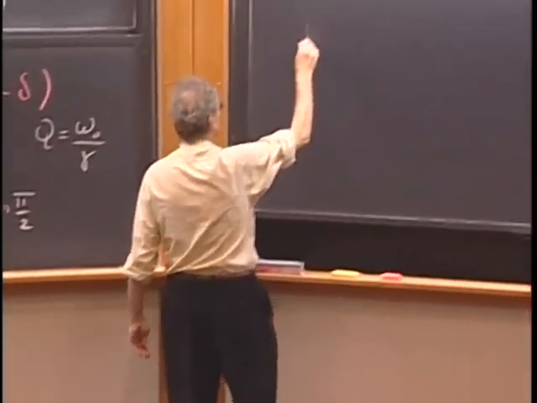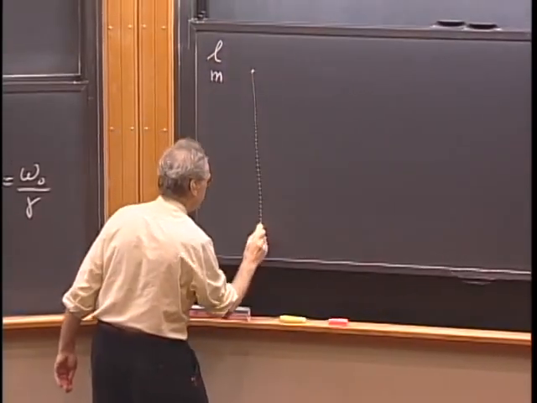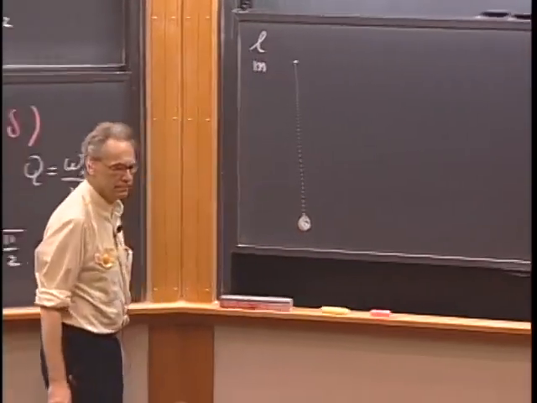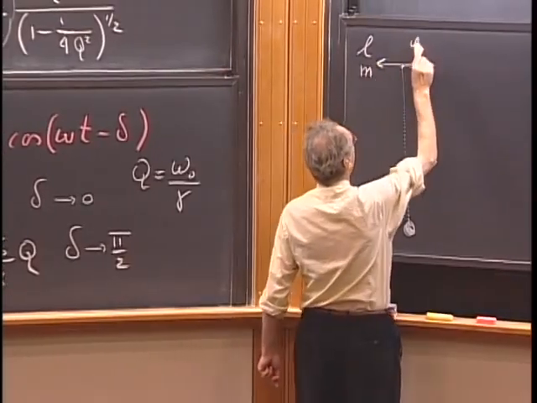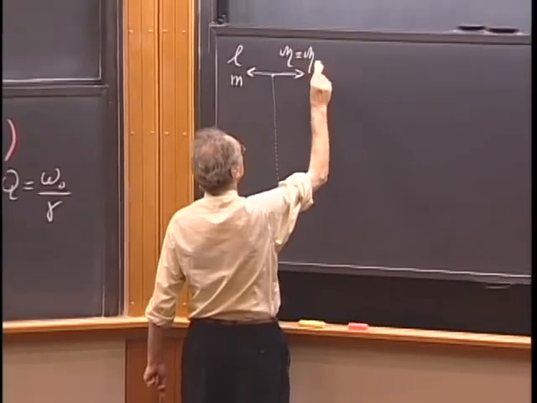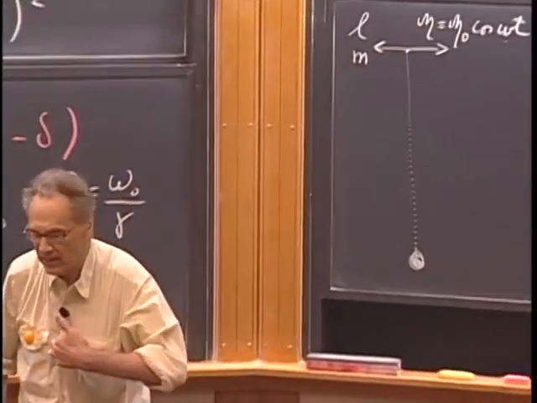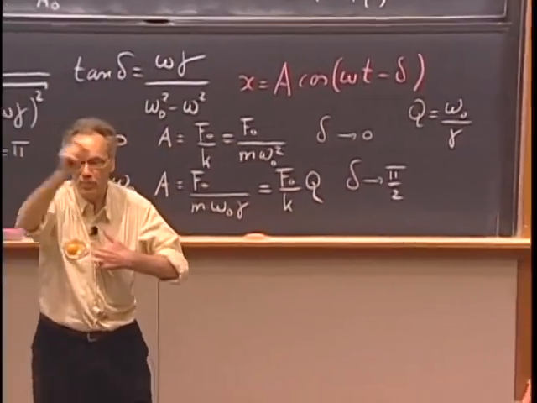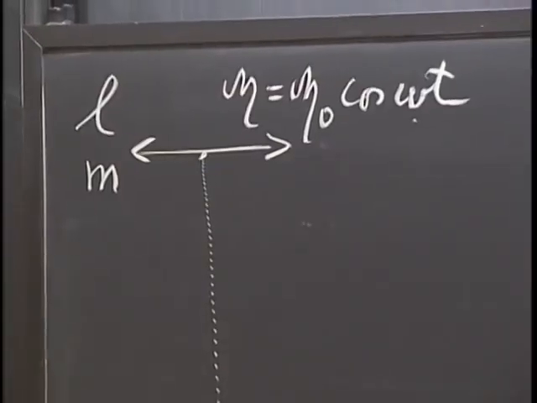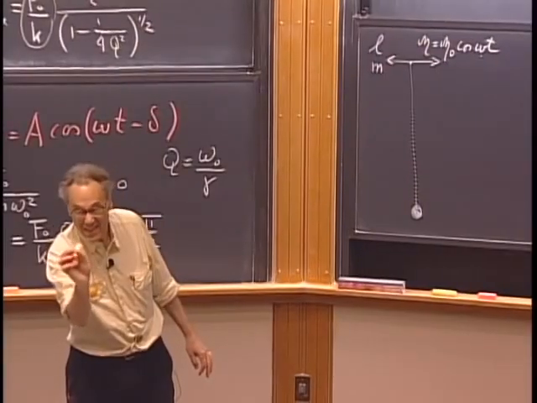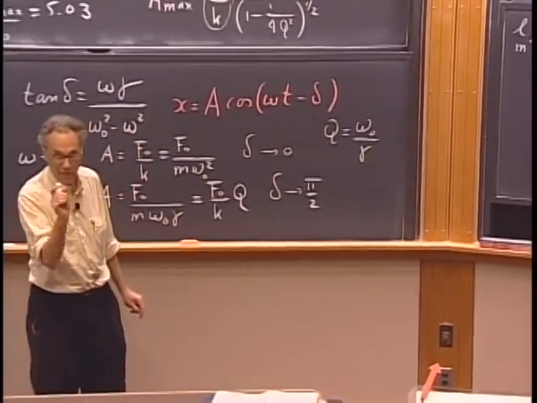Here is the pendulum, length L, mass m. And this is the equilibrium position of my hand, and here is the object. But I'm going to move my hand in a way eta equals eta 0 times cosine omega t. That is the frequency that I decide. I impose that frequency on the top of that pendulum. And the amplitude of my hand in terms of inches or miles or light years, that is a linear scale, eta 0. It's not a force. It's a displacement.